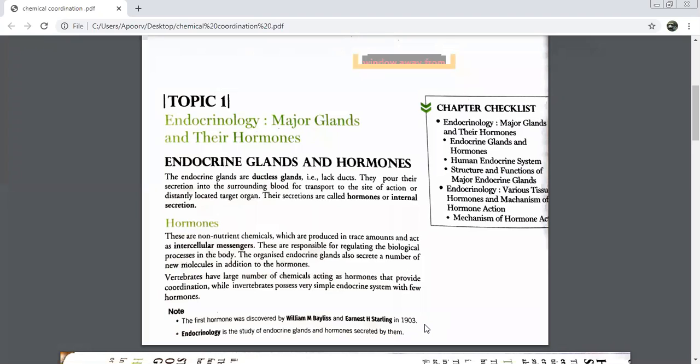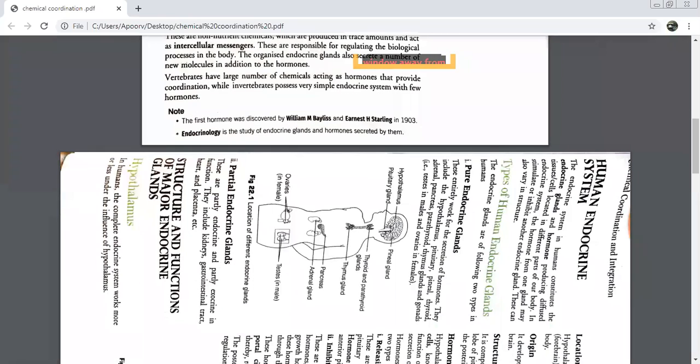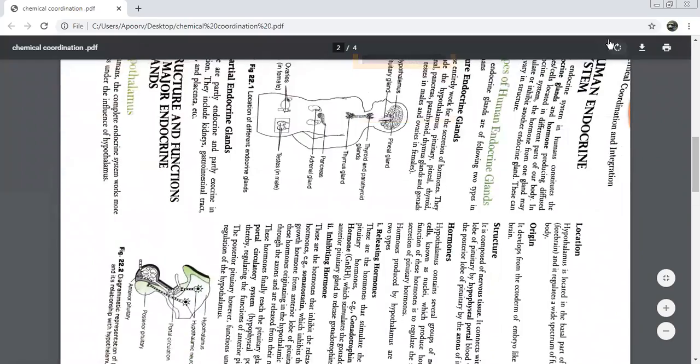Now name the two people who discovered the first hormone. William Bayliss and Ernest Starling. Excellent. And which year was it? 1903. And the last thing on this page, define endocrinology. It's the study of endocrine glands and hormones secreted by them. Yes, very good. So I hope the first page, the introductory part, is okay for everybody.